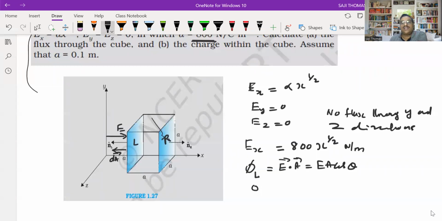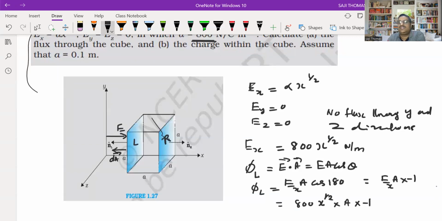180 degrees. So the flux through the left face is E A cos 180. What is cos 180? Minus 1. So E A into minus 1. Now, what is the equation for the electric field, E subscript x? 800 into x raised to 1 by 2, into area, into minus 1. This is the flux through the left face.